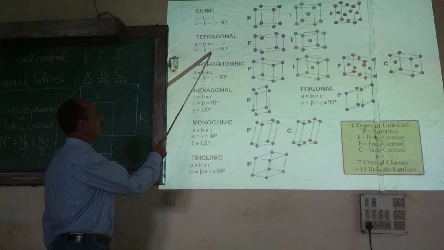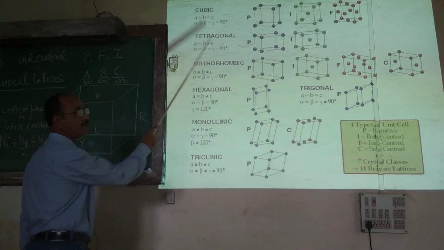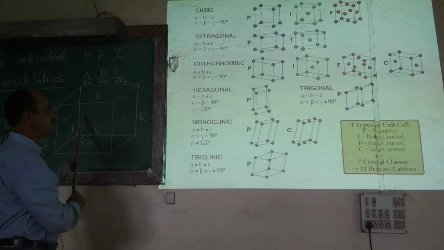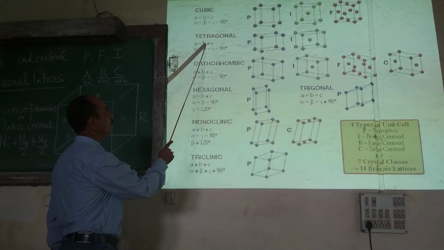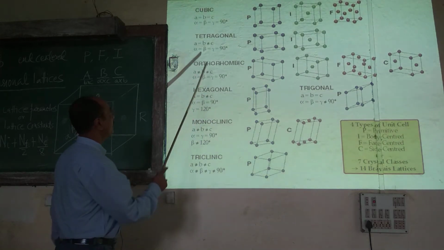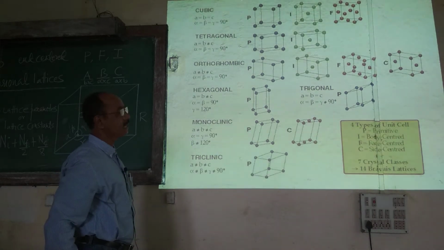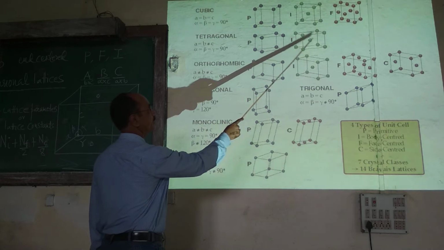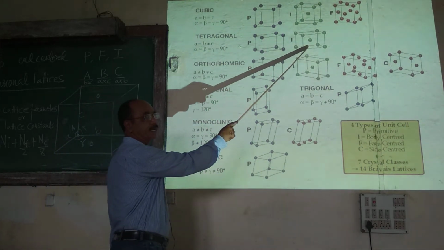Then tetragonal. Tetragonal is defined by a equal to b, which is not equal to c. So here a and b are of the same length, but c is not equal to a and b. Whereas alpha, beta, gamma are again 90 degrees. So this tetragonal crystal system has two Bravais lattices: simple tetragonal and body centered tetragonal.